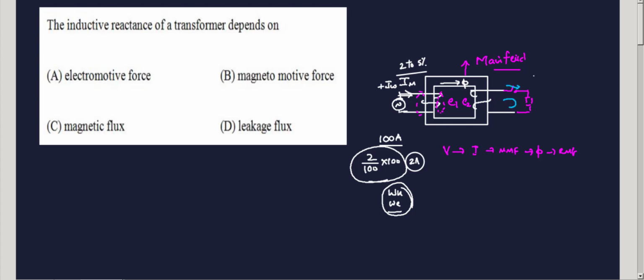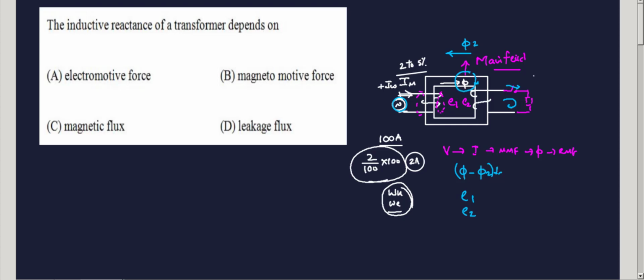current will flow. This current causes MMF, and MMF causes flux. Suppose this is the main field flux; the secondary produces flux phi2. So the net flux, phi minus phi2, is reduced. Net flux reduced means EMFs E1 and E2 are reduced. When the supply voltage is constant and E1 is reduced, KVL is violated.